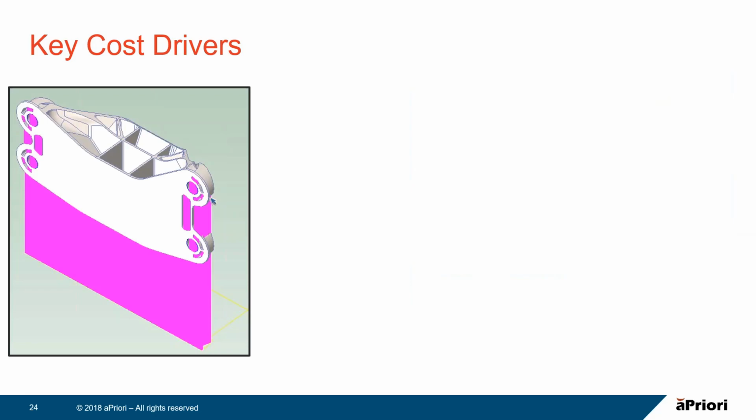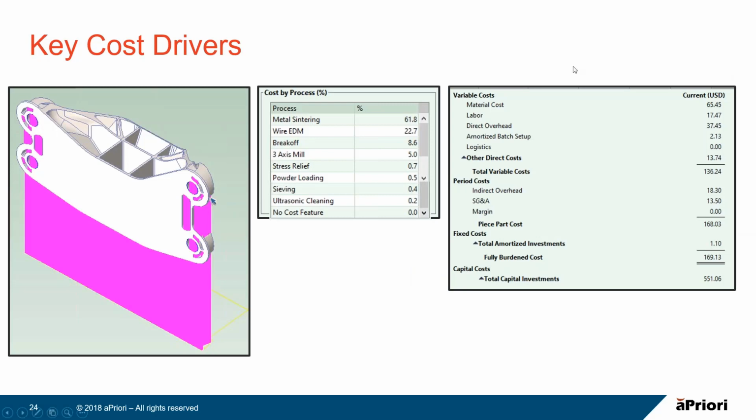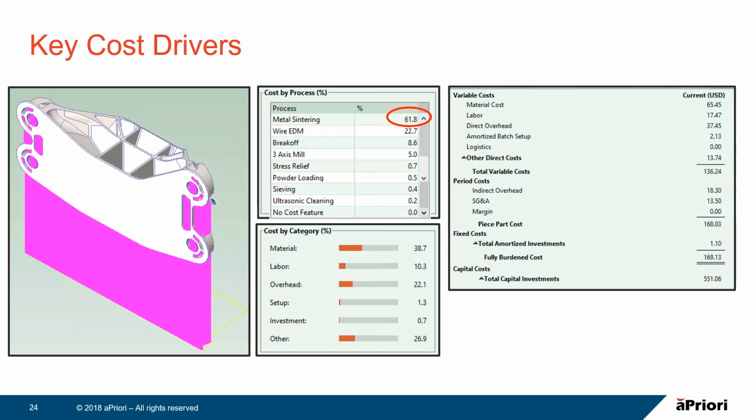So, key cost drivers. This part has been costed in direct metal laser sintering. aPriori can produce a cost summary, and for this part, the fully burdened cost is $169.13. And we also produce a cost by process. Our metal sintering process accounts for 61.8% of the cost. And I just want to demonstrate that it's not really just a simple print and go type process. There's a lot of post-processing required, and even the wire EDM itself accounts for 22.7% of this time. So there's a lot of post-processing.